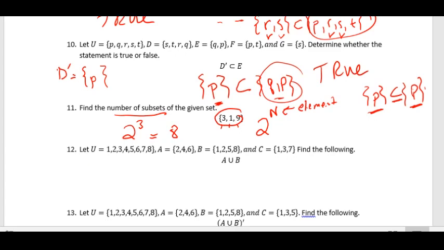Okay, next one, number 12. Let U equal this set of numbers. A is {2, 4, 6}, B is {1, 2, 5, 8}, and C is {1, 3, 7}. So this symbol means union. And what that means is we're going to put all the elements of A, which is 2, 4, 6, and all the elements of B, which is 1, 2 I already have here, 5, and 8.